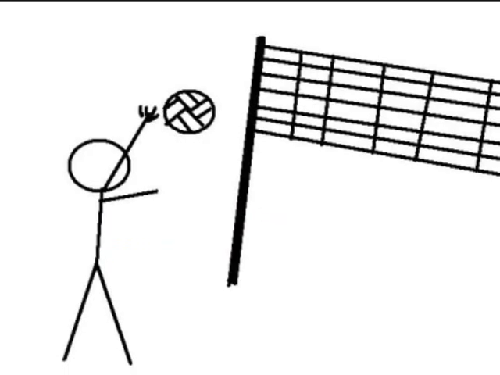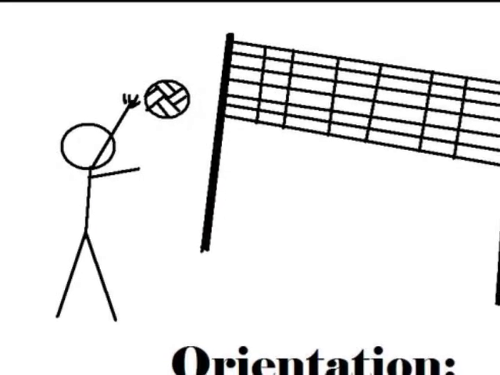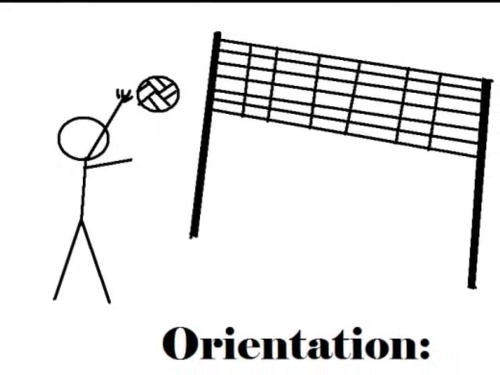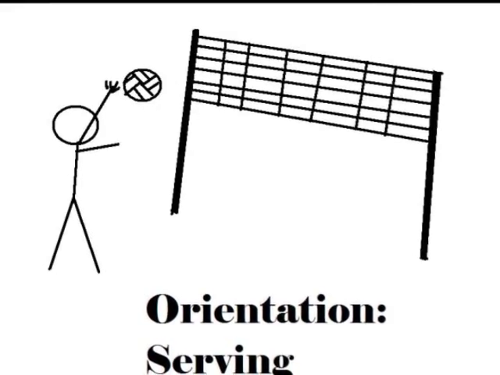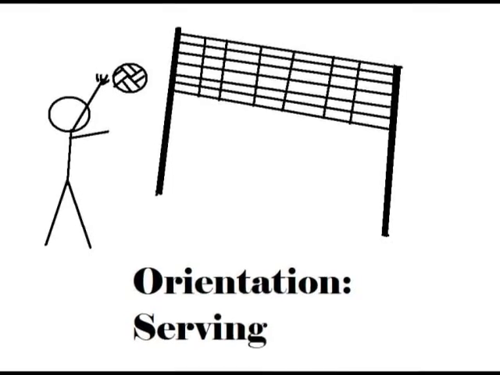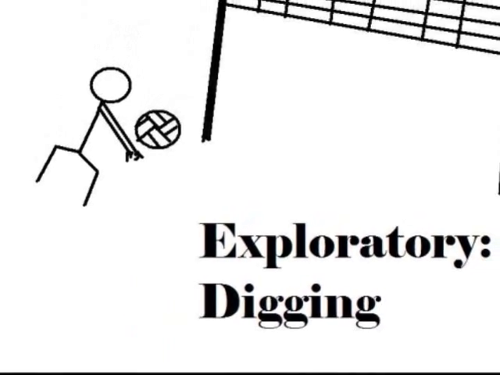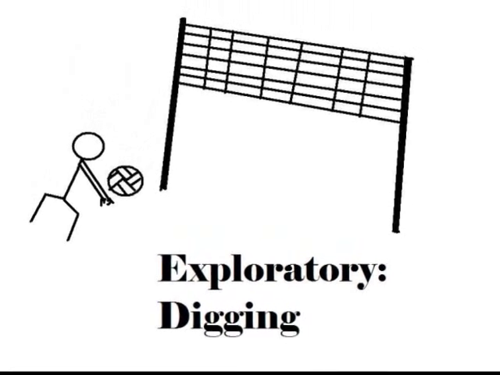I like to make everything into a sports analogy, and I figured that volleyball would be the best sport for this. In volleyball, orientation is like serving. You have to put the ball on the court. If you do that, then you've basically met a new person. That's where the friendship can start. Exploratory is like digging. You have to dig to find common ground. If you can do that, then you've got a shot.